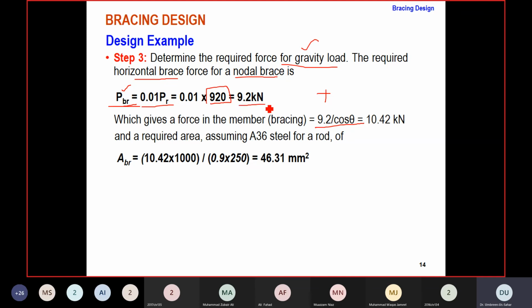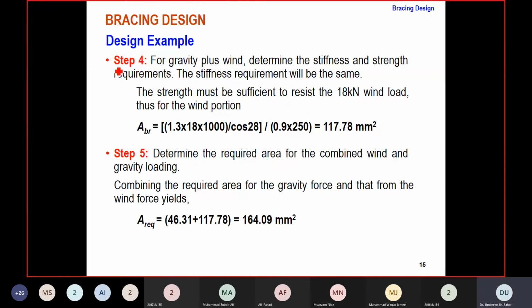But actually, whatever force we have calculated, this 9.2, is in the lateral direction. Okay, so we have to consider it in the direction of the brace, so we have to take cos of theta. Okay, so you divide this, that is going to give you 10.42. So A_BR is equal to 46.31. Keep this with you. Step number 4, for gravity plus wind load, determine the stiffness and the strength requirement.